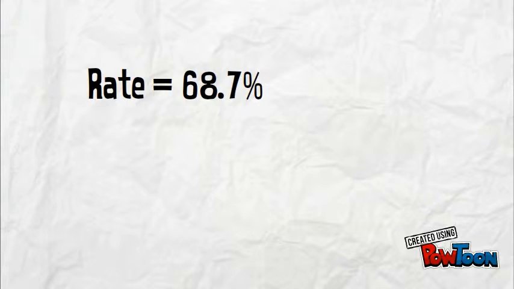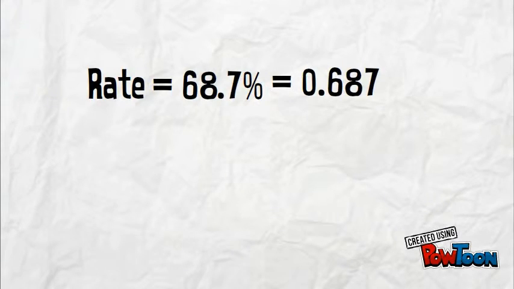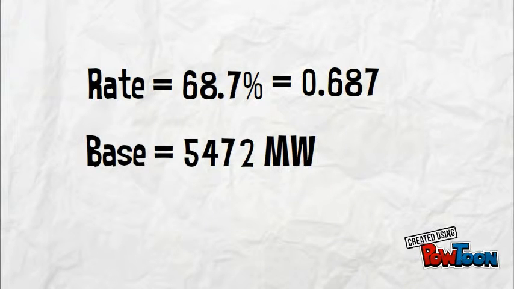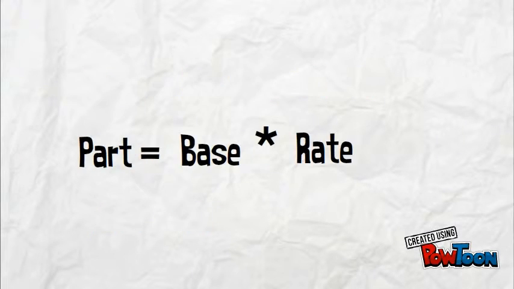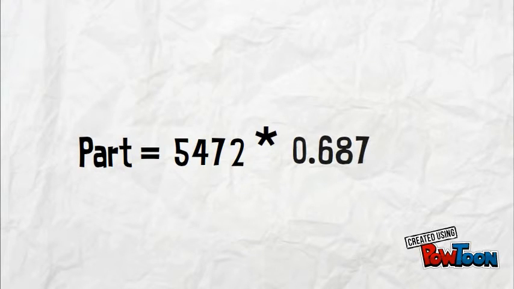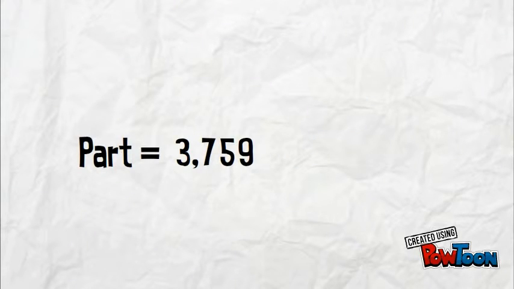In this problem, rate is 68.7%, so R is equal to 0.687 and base is equal to 5,472 megawatts. To find the missing quantity, we substitute the given quantities to the equation. We substitute 5,472 for base and 0.687 for rate, then multiply them to find the missing quantity, and the answer is 3,759.